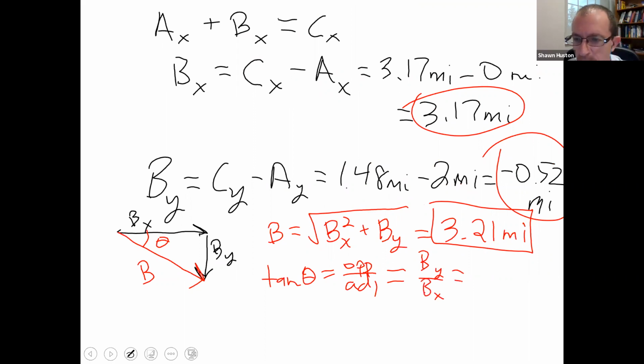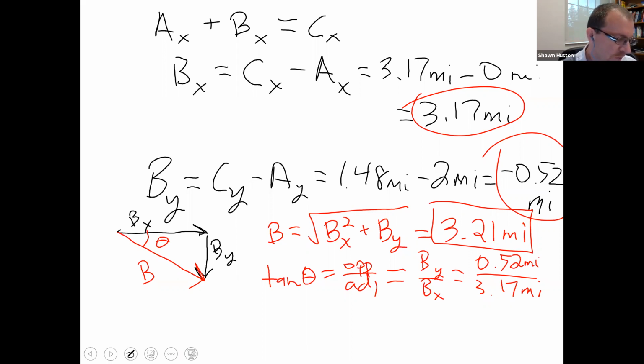What is B sub Y? B sub Y is 0.52 miles. I just use the positive value there because it's a triangle, and triangles have positive side lengths. Not only that, but if I stick in a negative number with the trig function, sometimes I'll get a negative angle back, and then maybe that's a little confusing and we don't know what to do with that. So whenever I'm dealing with triangles and I've got a sketch, I just use positive side lengths.